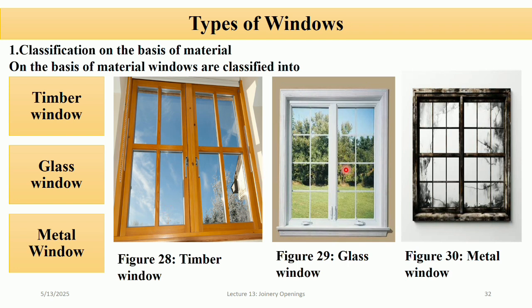Glass window. So glass windows are usually made using glass panel fixed in metal or wooden frames. They can be fully glass or partly glass. And metal window, you can see in the figure. So metal window are made from steels, aluminum, or other alloy. They are strong and commonly used in modern construction.